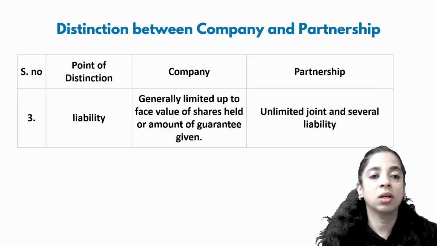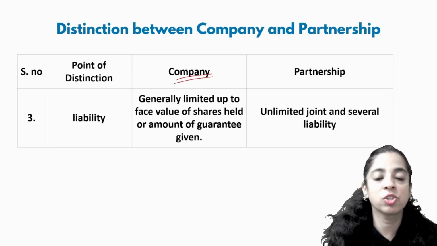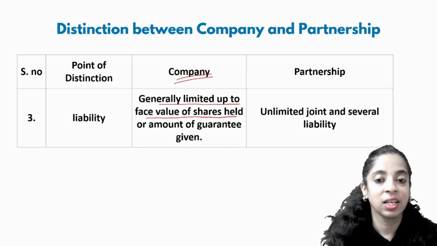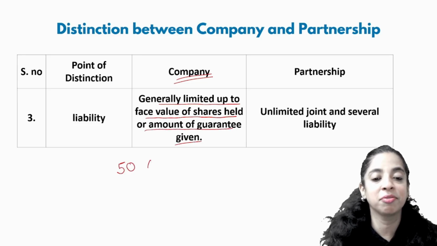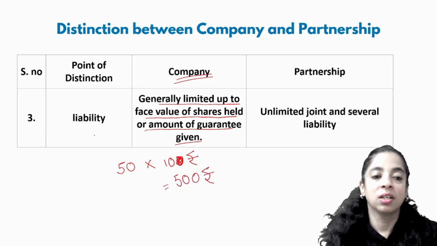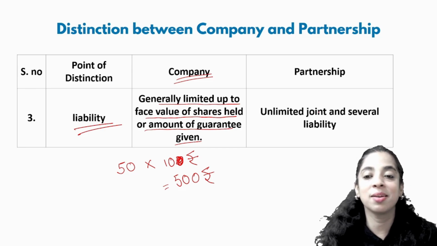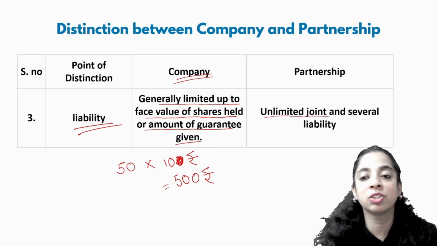Now, the third point of distinction is liability. In a joint stock company, generally the liability is limited up to the face value of shares held or the amount of guarantee given. I gave you the example yesterday, 50 into 10, a 10 rupee share, so it was 500 rupees. So liability is just limited to the face value of shares held. Whereas in a partnership there is unlimited joint or several liability.